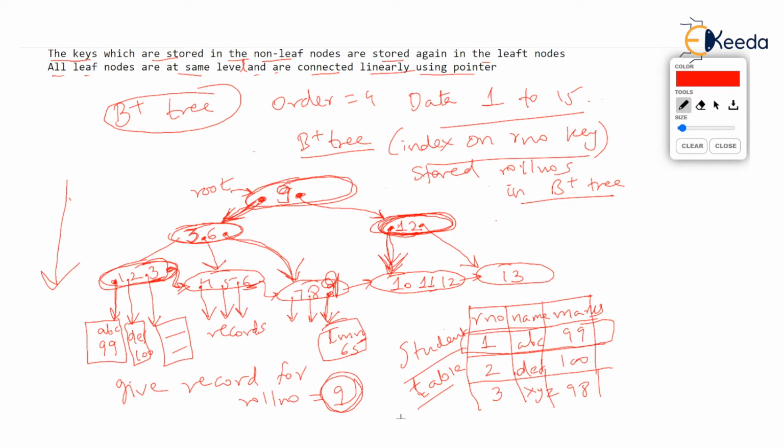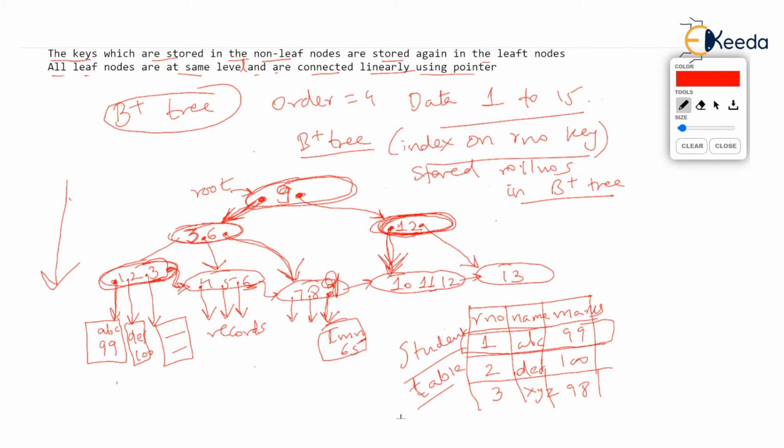9 is searched fetching very few nodes. 9 is searched very fast, and we get the record. So B plus trees are basically meant for giving optimal performance on search. One very good thing you observe again.